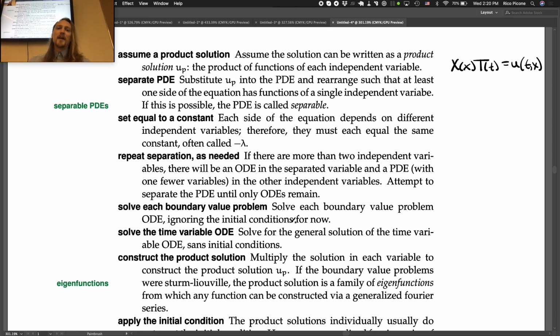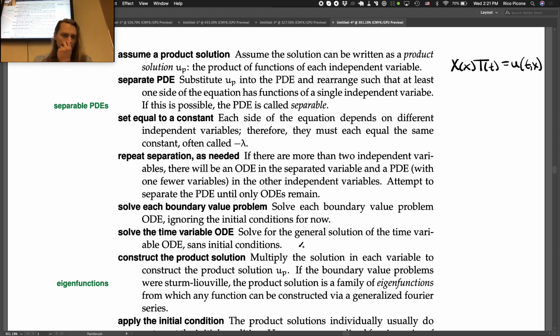Then solve each boundary value problem ODE, ignoring the initial conditions for now. Remember the boundary value problem that we learned how to do in the last lecture, 7.2. That's going to show up for every spatial variable. We'll have to do a boundary value problem for x, for y, for z, or if you have polar coordinates, in r and theta, etc.